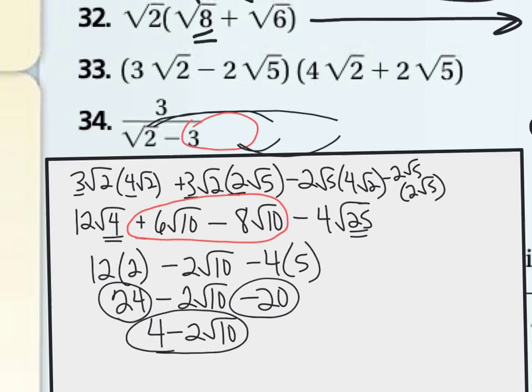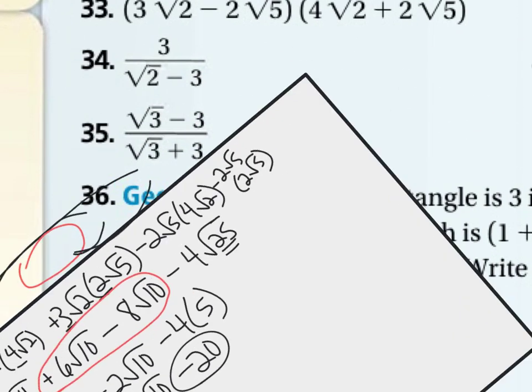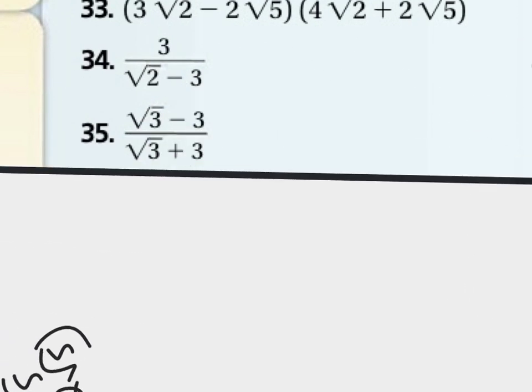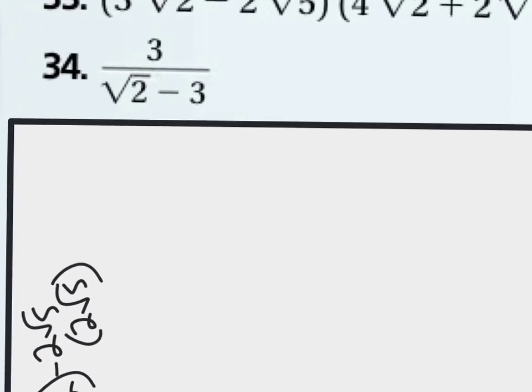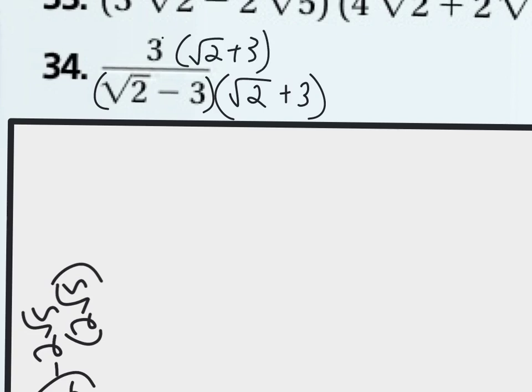Number 34, we've got a square root in the denominator. And for things to be simplified, we can't have square roots in the denominator. So to get rid of that, we need to multiply by what's called the conjugate. It's exactly the same except for the sign is different. So instead of minus 3, it's a plus 3 back there.